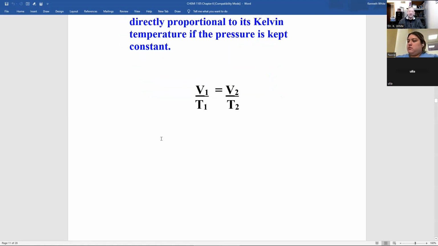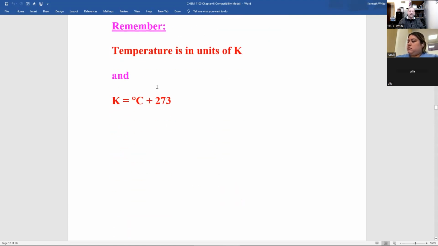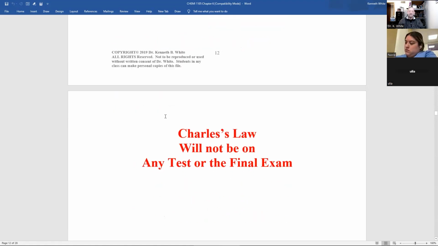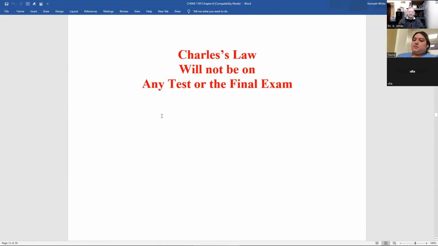Now, years ago, whenever I put a Charles' law problem on the test, almost every student got it wrong, because solving for V2 or T2 is much more complex here. So guess what? Oh, by the way, don't forget Kelvin is degree C plus 273. Charles' law will not be on any test or final exam. Remember, the switch was totally off.